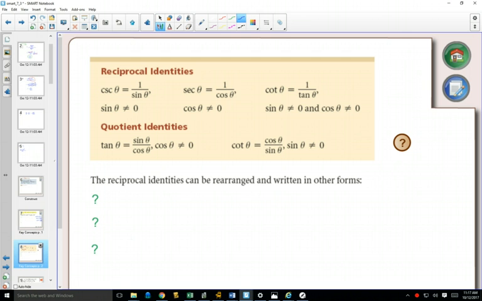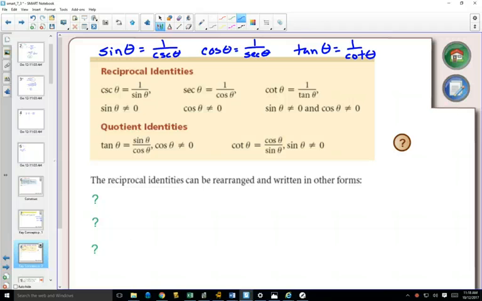For these ones as well, I would like you to say, if I know that cosecant is 1 over sine, then sine is 1 over cosecant. And if secant is 1 over cos, then cos is 1 over secant. And if cotangent is 1 over tan, then tangent is 1 over cotangent.